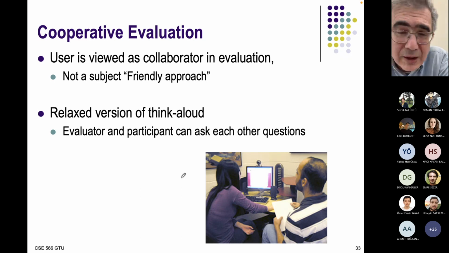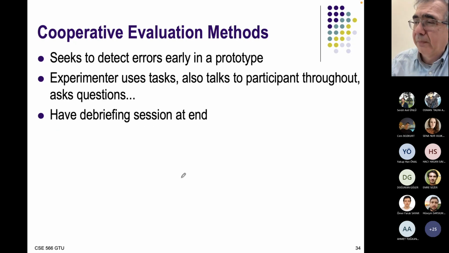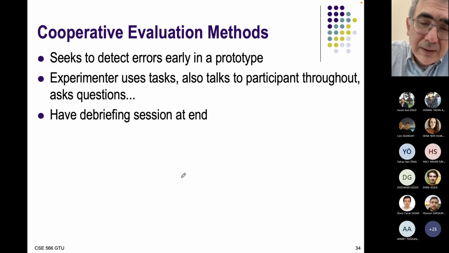The evaluator and participant can ask each other questions, so they are using it together, with talking too. They evaluate together by using it. So if it's an early prototype, it's very good. The experimenter uses tasks, and also talks to the participant through the experiment. They are more open, and at the end there is a discussion which we call debriefing. We also record them.